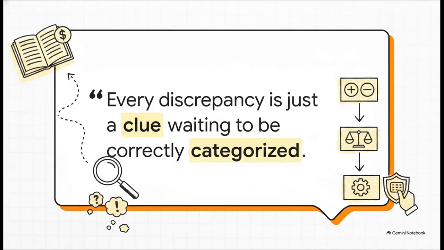As we wrap up this explainer, I really want this core mindset to stick with you. Every single discrepancy between your books and the bank, it's not a disaster, it's just a clue, waiting to be correctly categorized. Once you understand the language of debits and credits, can spot your reconciling items, and have a structured method to apply them, you are in absolute total control of your financial data.